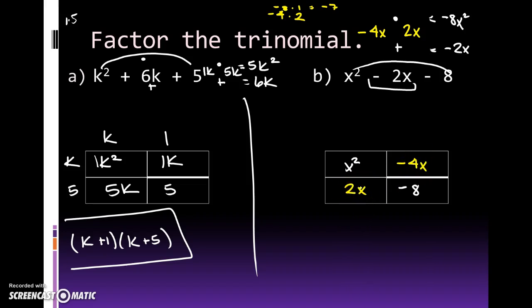There you go. This one, it does matter. If I had written negative 2 times 4, I do get negative 8. But what do I get when I add them? Positive 2. So that would tell me, oh, I got to switch the signs.